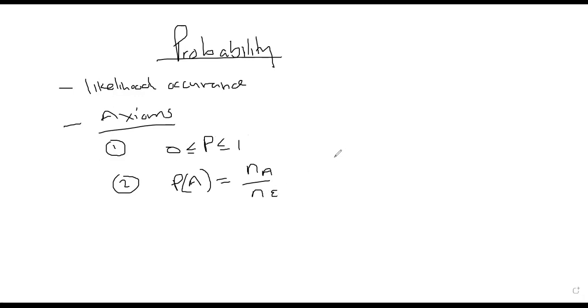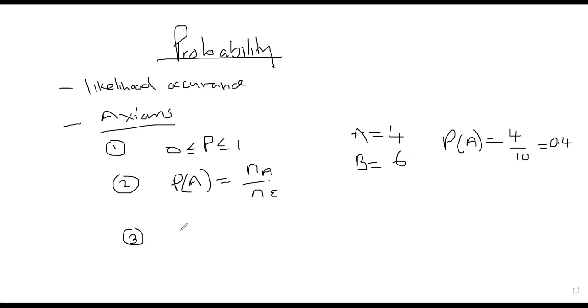So if we have 4 apples and 6 bananas, the probability of picking an apple is simply 4 out of the total events. So 4 out of 10, the total fruits that we have is 10. So this is what we call our probability of A. So the probability of the event occurring is simply the number of those events, A, divided by the total sum of all events in the sample space.